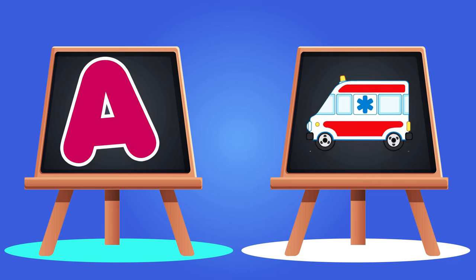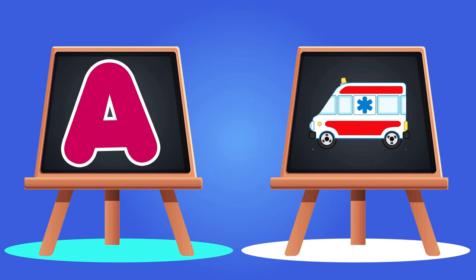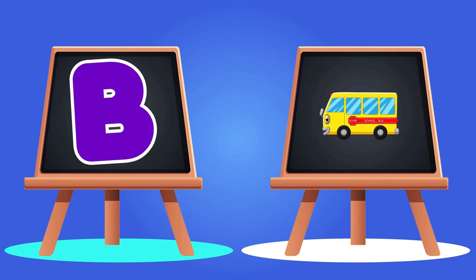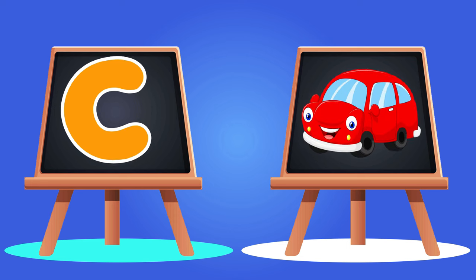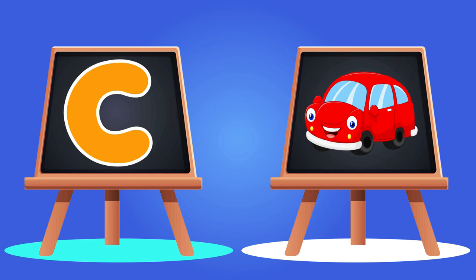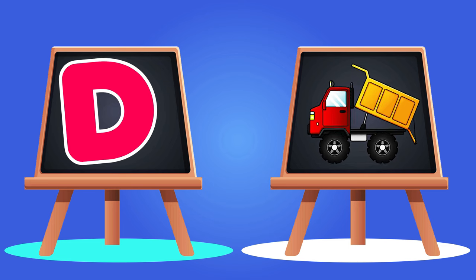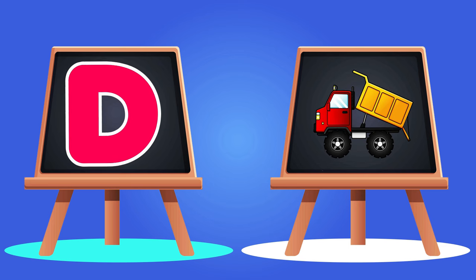A is for ambulance. A, A, ambulance. B is for bus. B, B, bus. C is for car. C, C, car. D is for dump truck. D, D, dump truck.